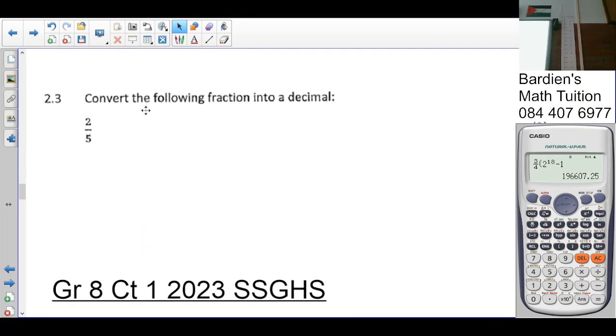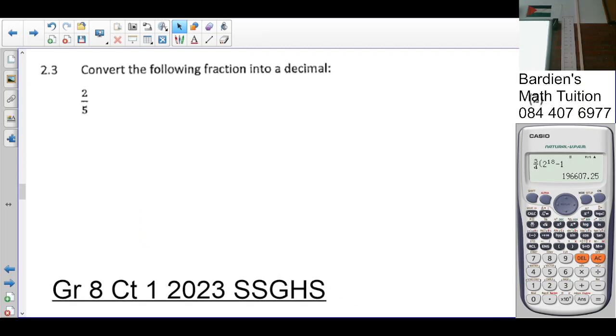Convert the following fraction into decimal. Your denominator must be a power of 10, so either 10, 100, 1,000 and so on. If you can't get it in that form, you must do long division. So we can make this a 10 by multiplying both by 2. So it's going to be 4 over 10. And what's 4 over 10? 0.4. Otherwise, if you go by long division, you get 0.4.